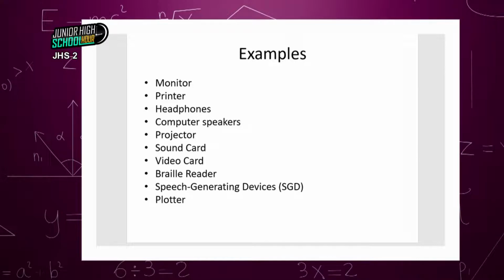So examples of output devices that we have are the monitor, the printer, the headphones, the computer speakers, and projectors. We have sound cards, video cards, and braille readers. These braille readers are for our siblings, friends, and parents who have problems with their eyes. Yes, they use the braille reader.